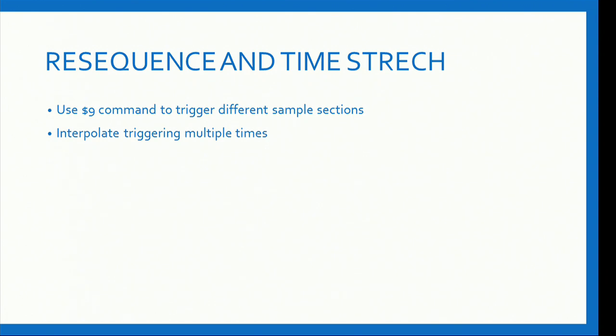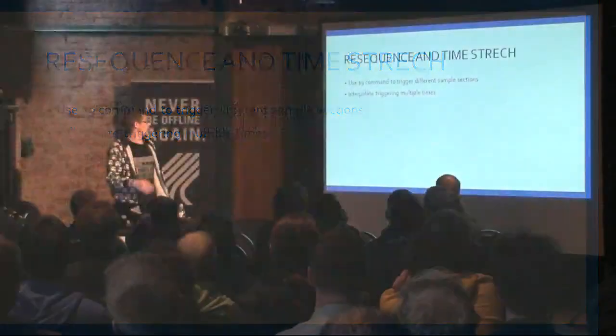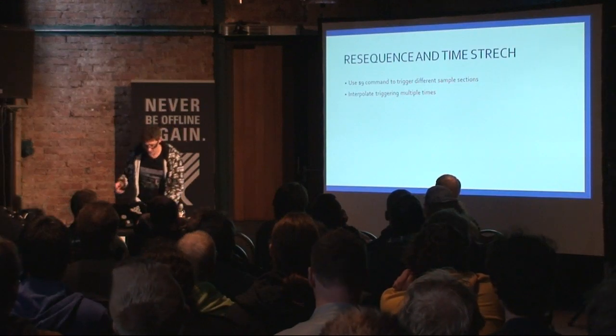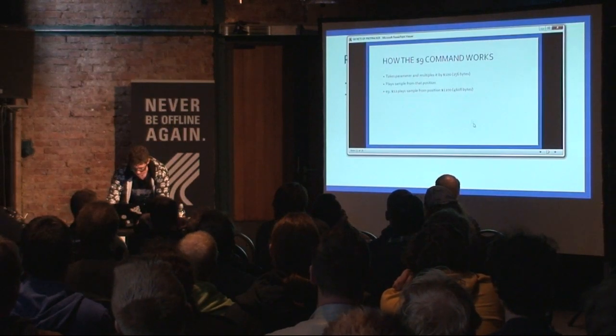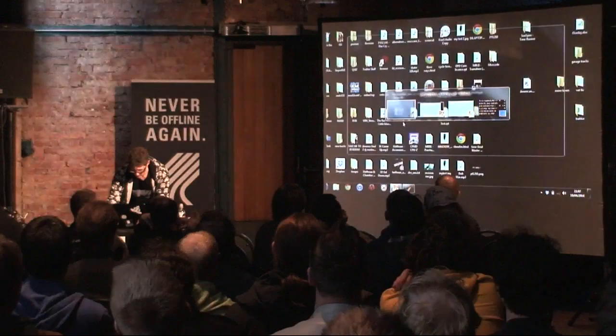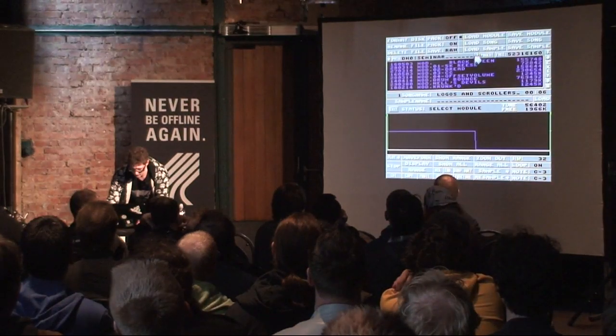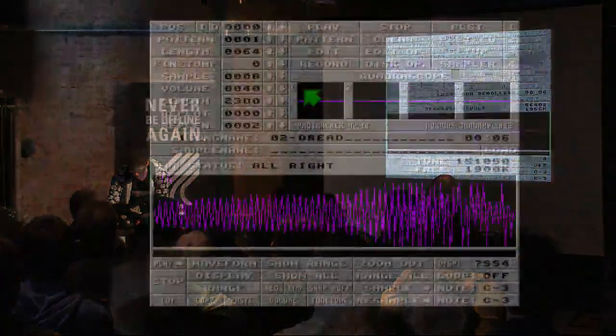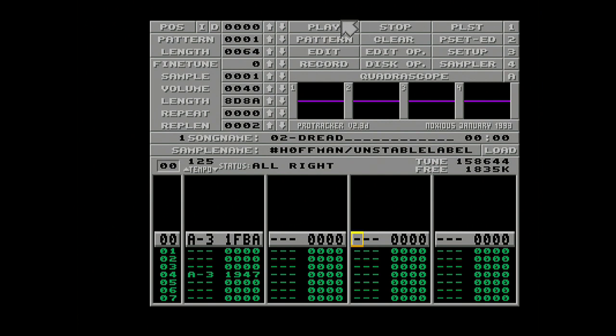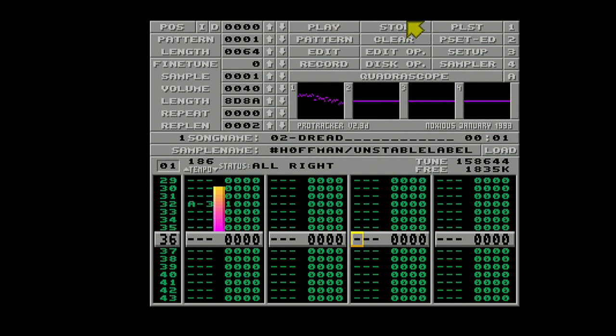So resequencing and time stretching a sample. Again, you use the 9 command to trigger the sample from different sections. And if you want to time stretch it, you interpolate those values in between. So here we go. This first pattern is just how you would do it without. So you see that's just playing the sample from the start each time. So using the 9 command, we can re-trigger different parts of it, so we can resequence the entire loop.